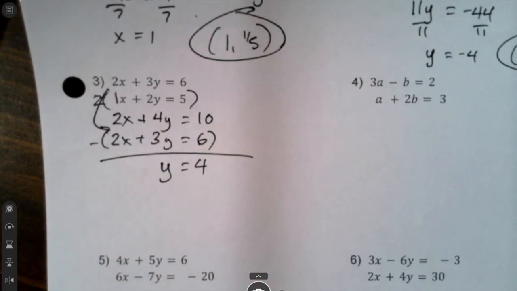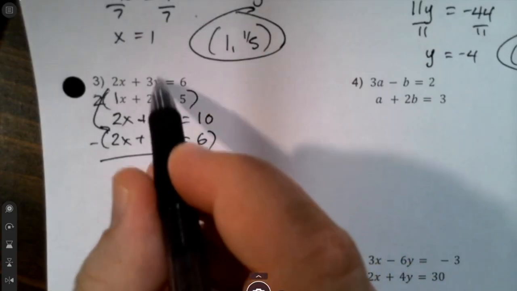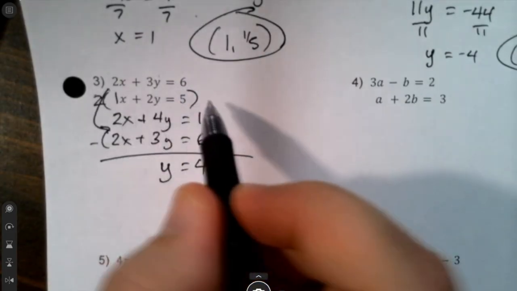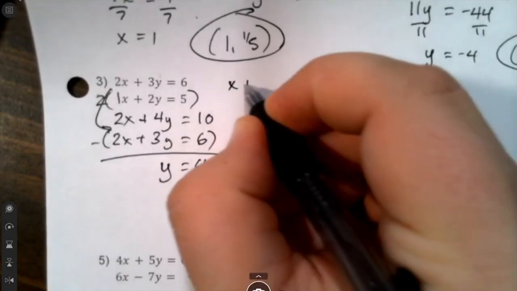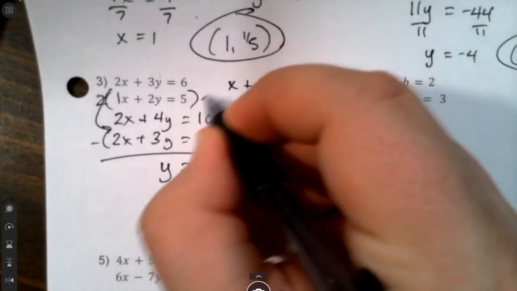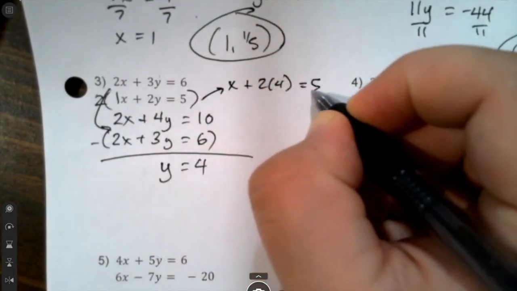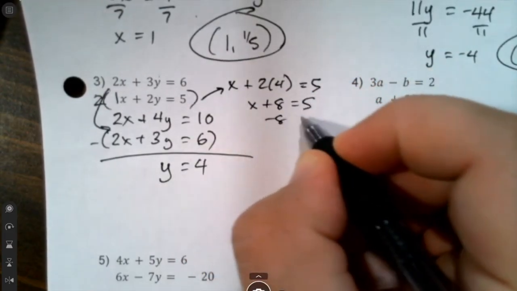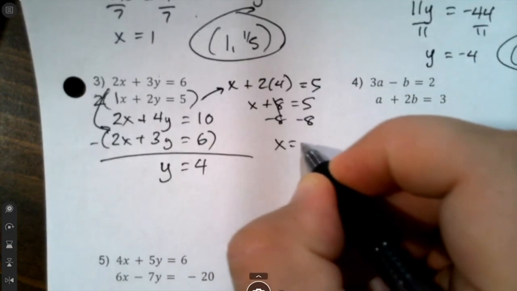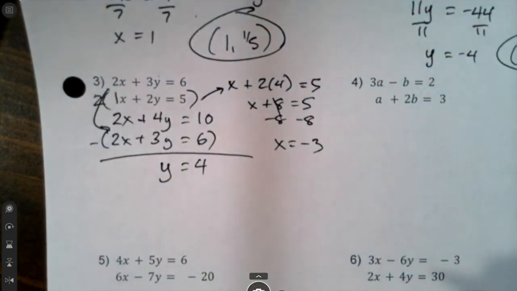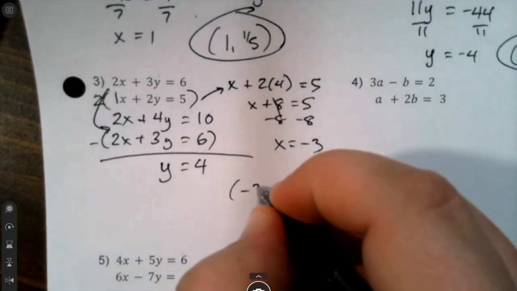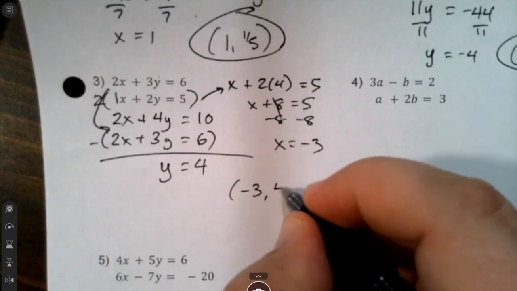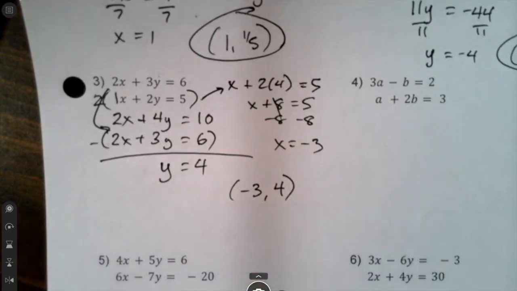So we get y is equal to 4. Now we can plug in 4 for any one of these y's, doesn't matter which one. I'm going to choose the second equation this time, go figure. So we get x plus 8 equals 5. I subtract 8 from both sides, and I get x is equal to negative 3. So our solution, our ordered pair to this system of equations, the place where they meet, the place where they're both true, is at negative 3, positive 4.